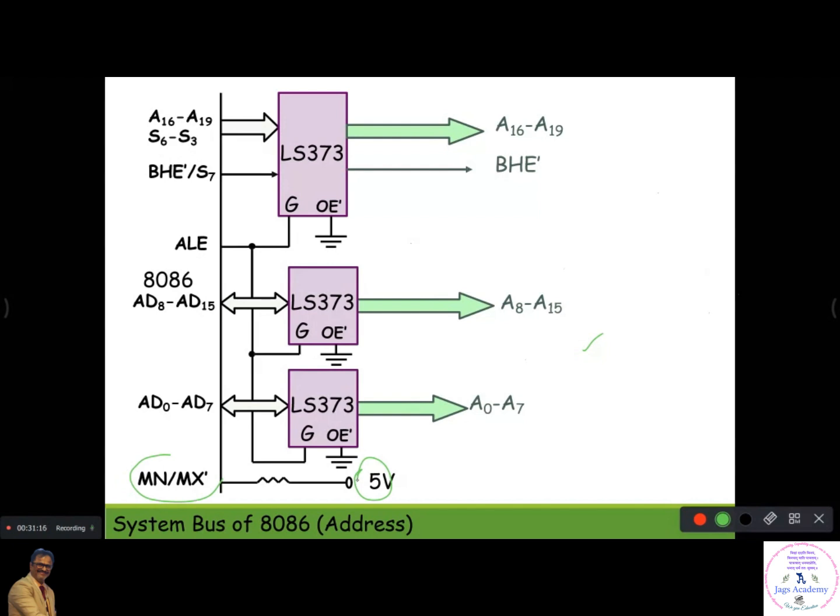In maximum mode, a microprocessor can be associated with coprocessors. When the microprocessor is working alone, then it is minimum mode. Okay?